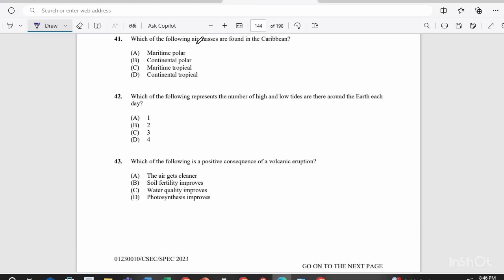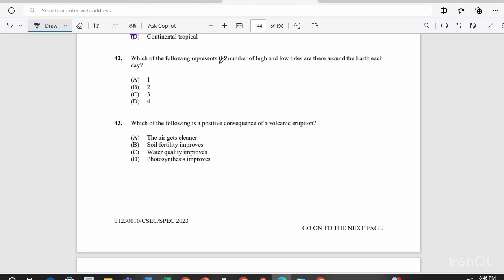Question 41. Which of the following air masses are found in the Caribbean? Is it A, the maritime polar, B, the continental polar, C, the maritime tropical, or D, the continental tropical? If you answered C, the maritime tropical, you are correct.